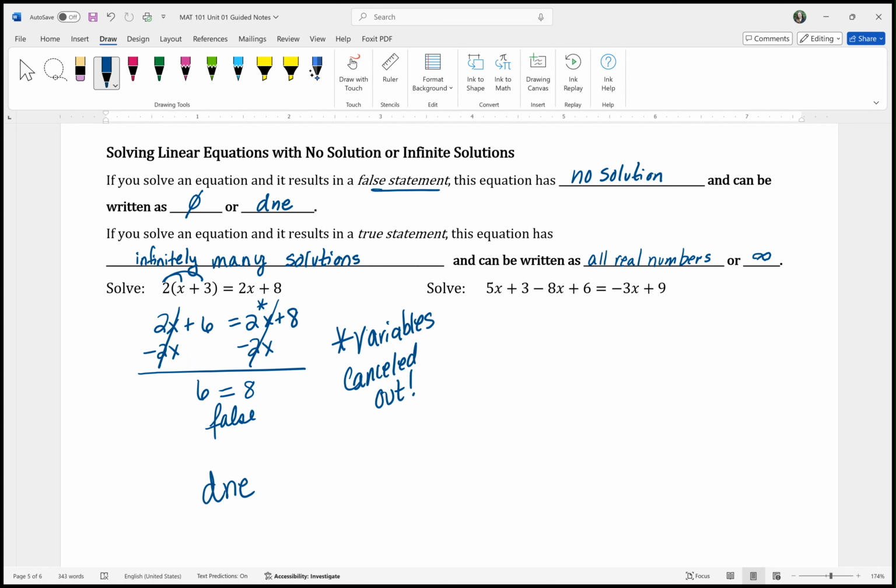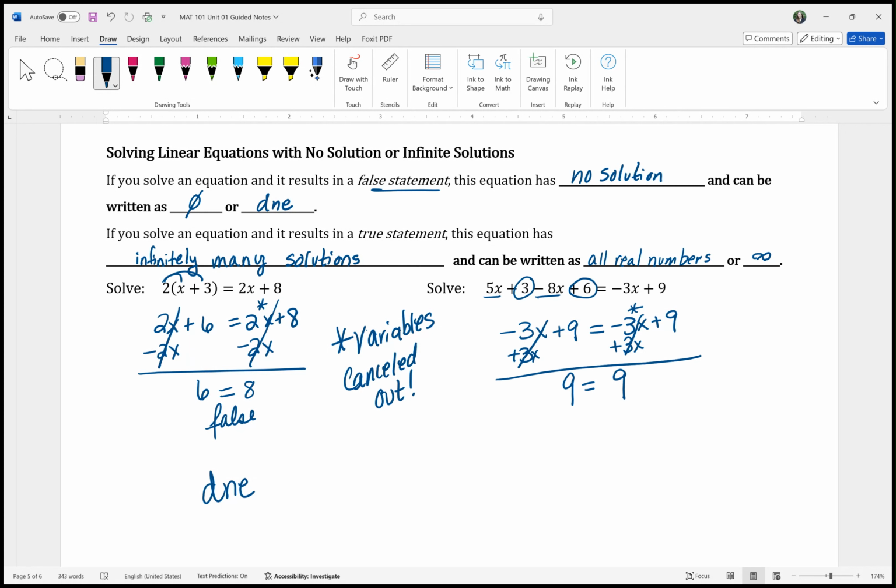Okay, let's look at our next problem. For this one, we've got to add like terms first. We don't have distributive property, but we do have some work we need to do beforehand. So we've got 5x minus 8x. That is negative 3x. And we have 3 plus 6, that's 9, equals negative 3x plus 9. Okay, so our next step would be to move this variable. So we're going to add 3x to both sides. And that cancels and gives me 9. And this cancels and gives me 9.